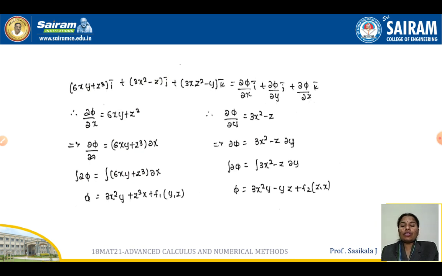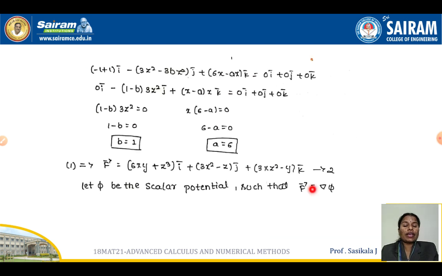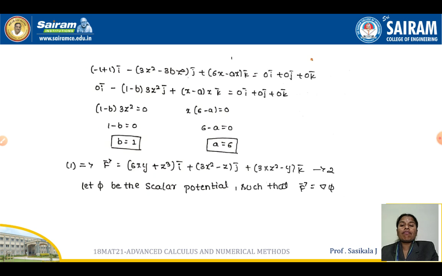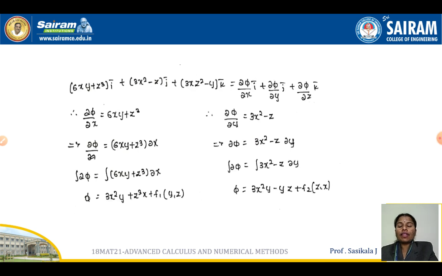Now go to find the scalar function phi. What is the relation? If it is irrotational, you can take the relation as F vector is del phi. Substitute that equation and compare the terms. I'll get dou phi by dou x is equal to, as per the corresponding coefficient, 6xy plus z cube. And here 3z squared minus z for dou phi by dou y. Integrate with respect to x: y and z will be constant.